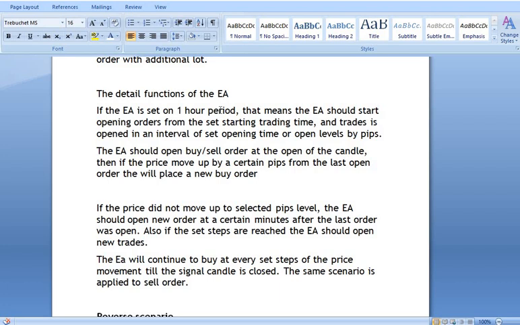So if it's starting from 8 a.m., that means that between 8 a.m. and 12 noon it is going to keep on opening orders, and that could be either buy or sell within that particular selected time frame. After that 4 hours period or 1 hour period, depending on which one the user has selected, the EA will not place any order. The existing orders can only hit TP. Once you get to TP, it's going to close.